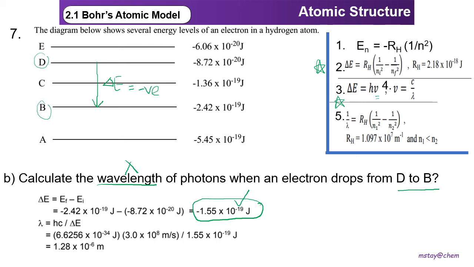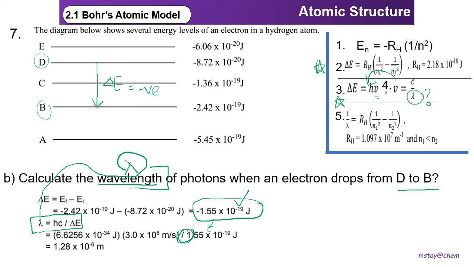So frequency is not given, and we need to find the wavelength. So we substitute formula 4 into formula 3 and then rearrange. So we will get wavelength equal to Hc over delta E. Okay, in this case, when we substitute the value here, please be alert, we no need to substitute in the negative sign, because what we are going to determine here is the wavelength.